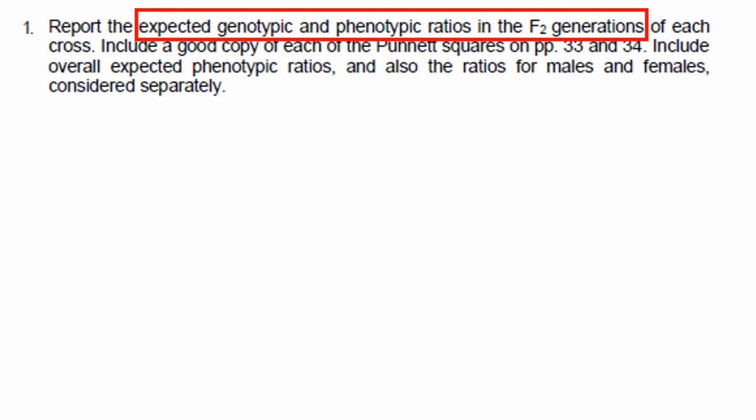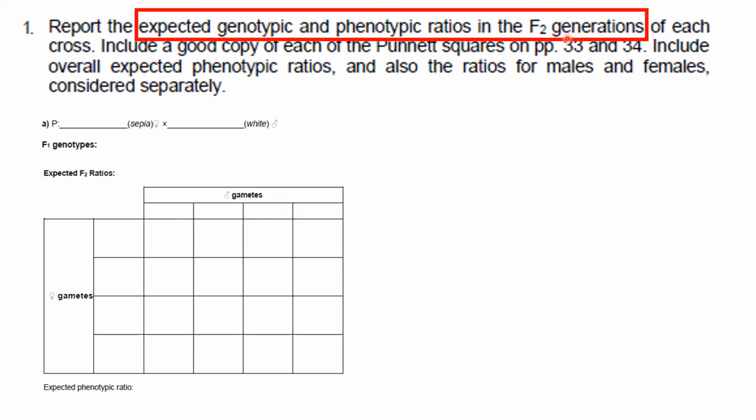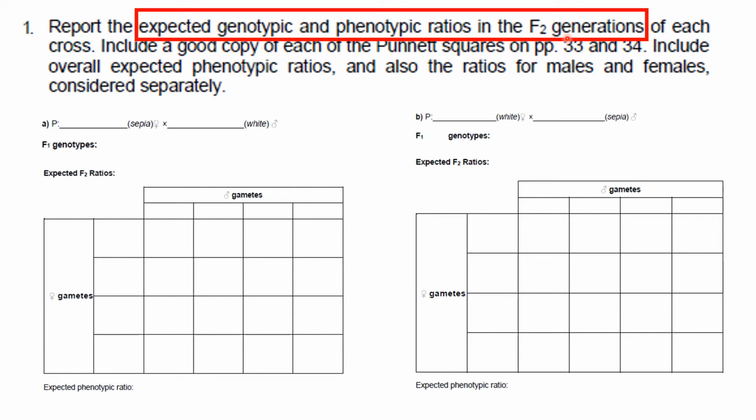Okay, so first question, here it is. It says, report the expected genotypes and phenotypic ratio in the F2 of each cross. Okay, so you remember this. Here this will be the expected data for your chi-square. And here what I'm looking for is the parentals. You don't have to make a Punnett square for the F1. You already did it before.